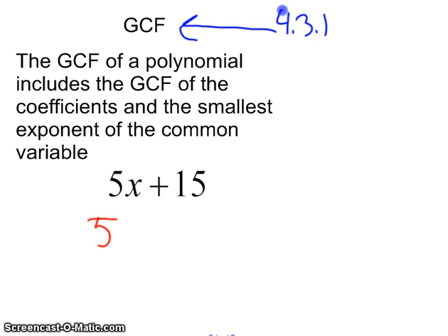And then I'm going to write open parentheses. And then what I'm going to do is I'm going to divide 5 out of each term. So 5x divided by 5 is x, and 15 divided by 5 is 3. Okay, so there it is in factored form. All right. What I just did was I undistributed. Okay. I'm going to write that down. GCF is undistributed.